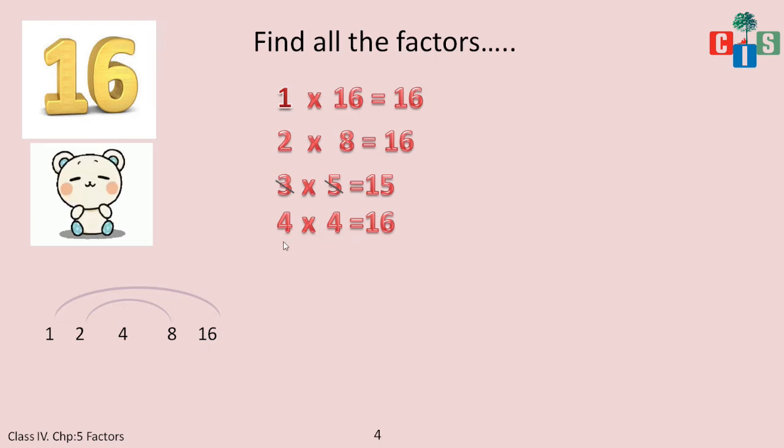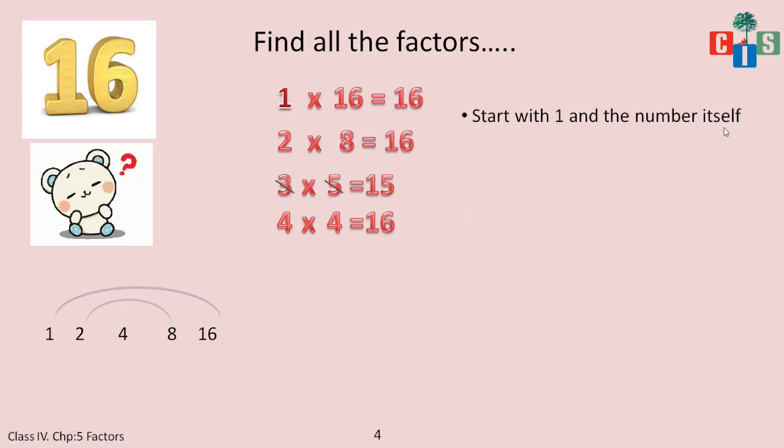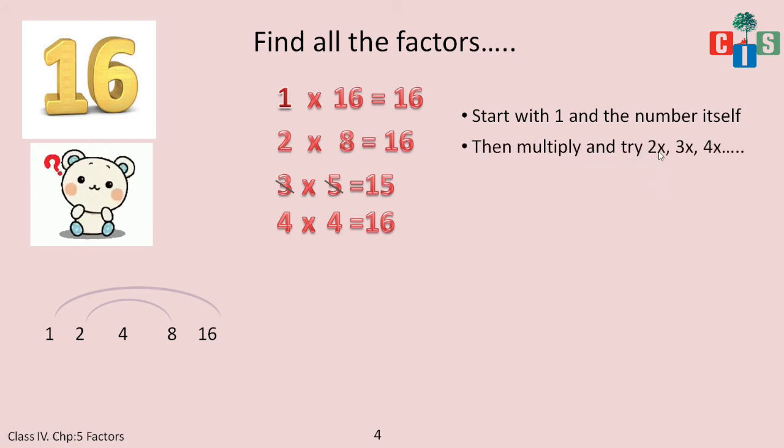The multiplicand is also 4 and the multiplier is also 4, but I'll write it only once. Okay. So what tricks are we applying to find the factors? Do you remember? Let's see. First of all, we start with 1 and the number itself. And then we multiply and try how many times, 2 times, 3 times, 4 times, we get the number.